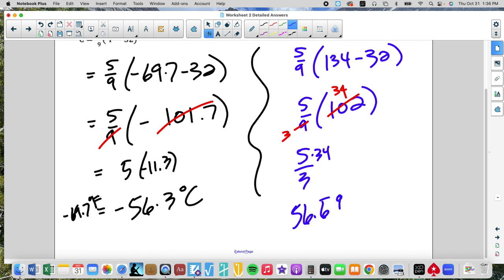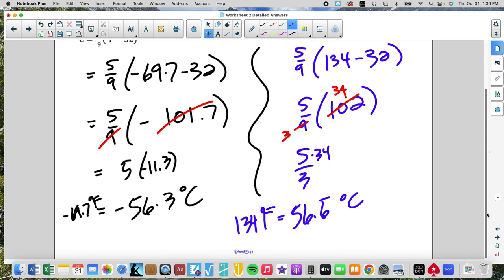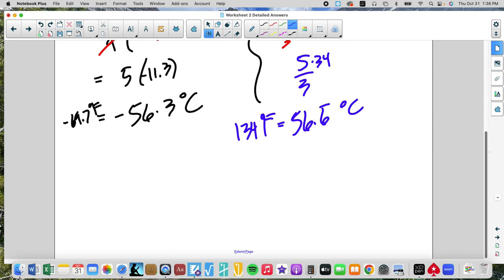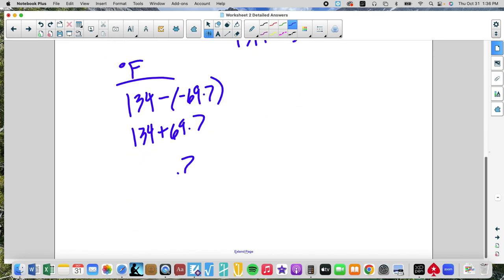56.6 repeating degrees Celsius. And that was 134 degrees Fahrenheit. Okay, now they want to see which has the greatest variation. So the variation, this is Fahrenheit, is 134 minus negative 69.7, which is going to be 134 plus 69.7, which gives us 0.7.